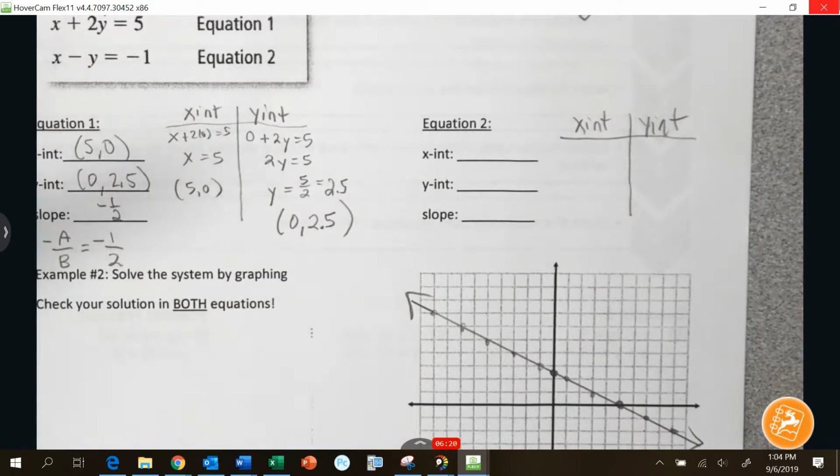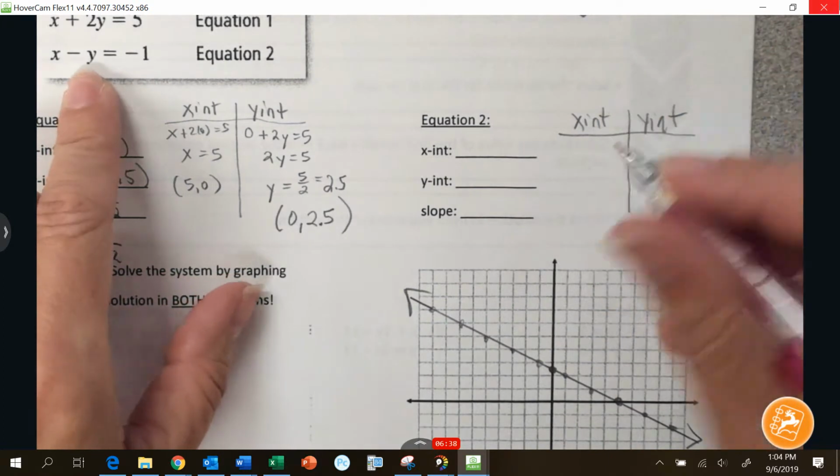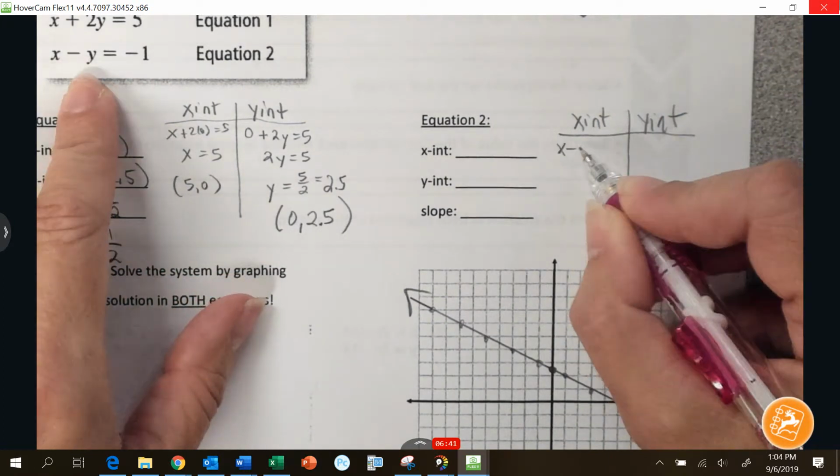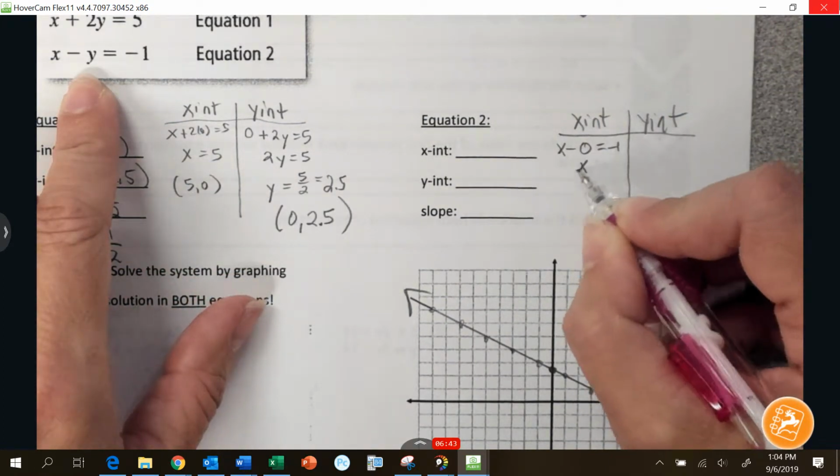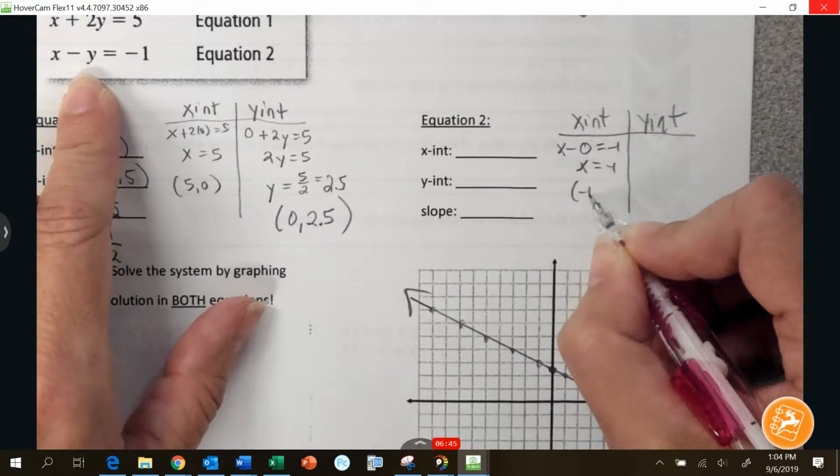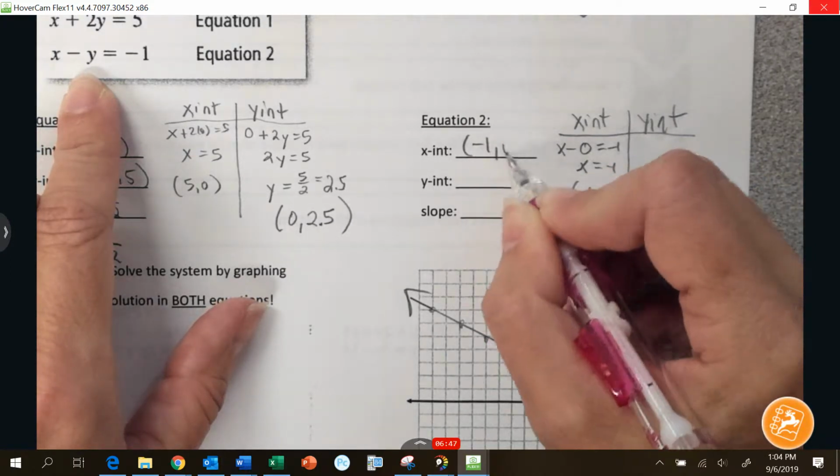How do I find the x-intercept? Replace the y with the 0. Right, to find any of the intercepts, you get rid of the other letter. If I want x-intercept, get rid of y. So we're going to plug in 0 for y. So x minus 0 equals -1. x is -1. So -1, 0.